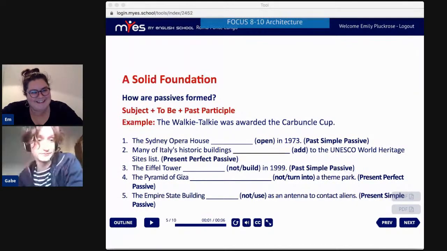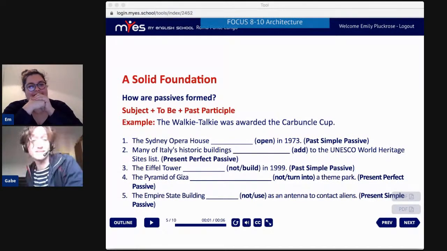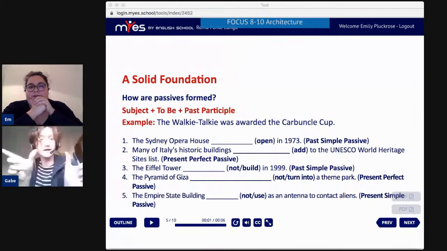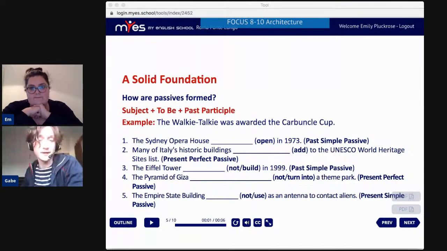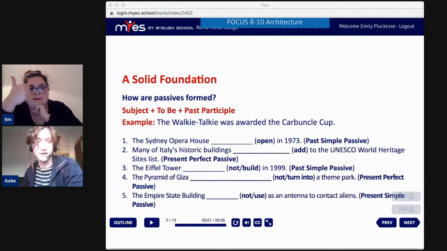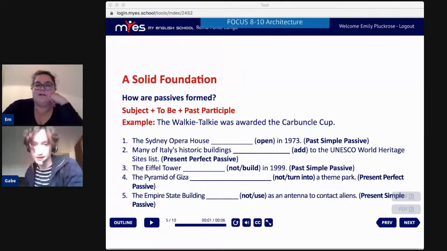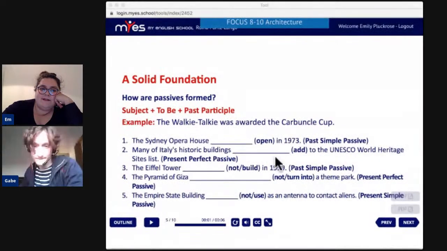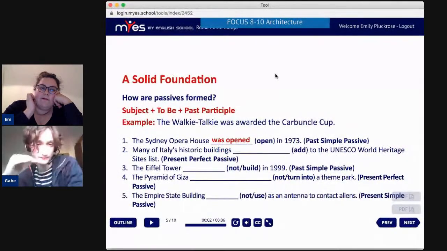So number one, we're looking for the past simple passive. You don't need to write the whole sentence, but what is the correct form of the verb to be when we use the past simple passive? Number one. And Luigi got it straight away. Luigi, yes, excellent. The Sydney Opera House was opened in 1973. Well done. Good. We've got that. Move on to the second one.